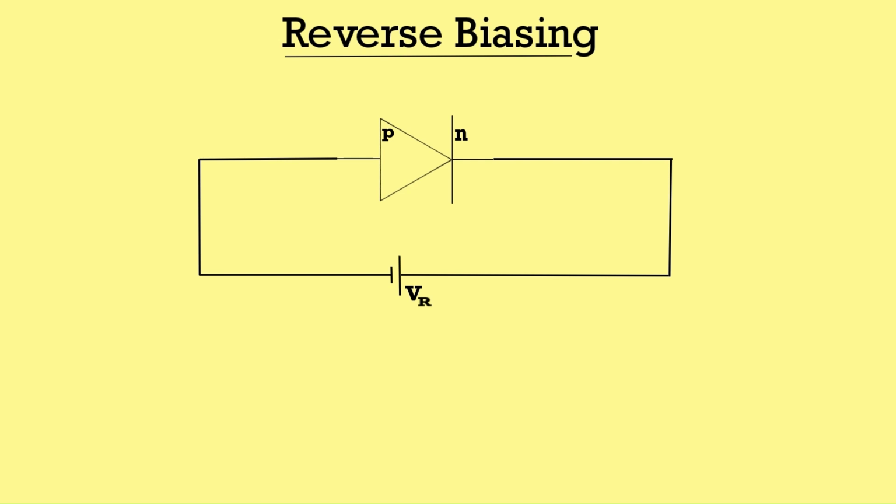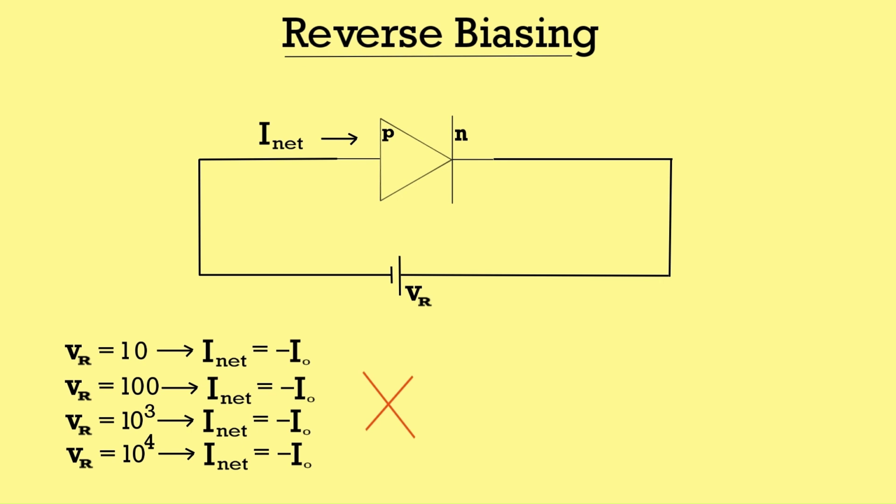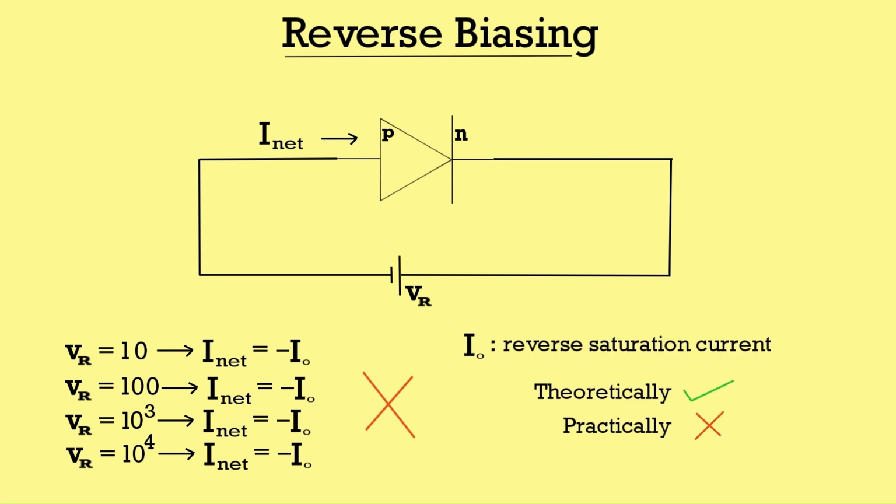We use semiconductor in forward bias condition. But what happens when we increase the reverse bias voltage? Can we increase the reverse bias voltage indefinitely and will still get the net current equal to reverse saturation current? Well, this is not the case. That's why I said I0 is called reverse saturation current, because theoretically it is saturated current value which will not increase on further increase in the voltage.